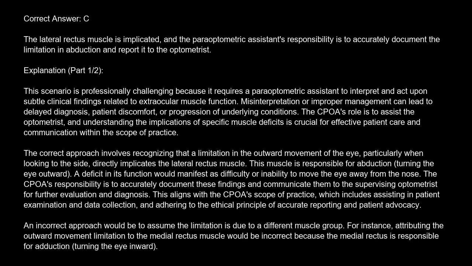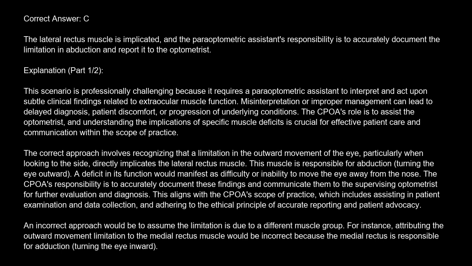The correct approach involves recognizing that a limitation in the outward movement of the eye, particularly when looking to the side, directly implicates the lateral rectus muscle. This muscle is responsible for abduction, turning the eye outward. A deficit in its function would manifest as difficulty or inability to move the eye away from the nose. The CPOA responsibility is to accurately document these findings and communicate them to the supervising optometrist for further evaluation and diagnosis. This aligns with the CPOA scope of practice, which includes assisting in patient examination and data collection, and adhering to the ethical principle of accurate reporting and patient advocacy.